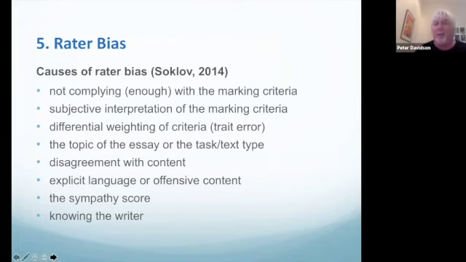The sympathy score: you feel a bit sorry for the student, they've tried really hard, so you give them a higher score. And knowing the writer is really problematic. It could be positive or negative. If you know them, you might rate them higher, and if you don't like them, you could rate them lower. And yes, Akina's good point there: handwriting, massively influential.